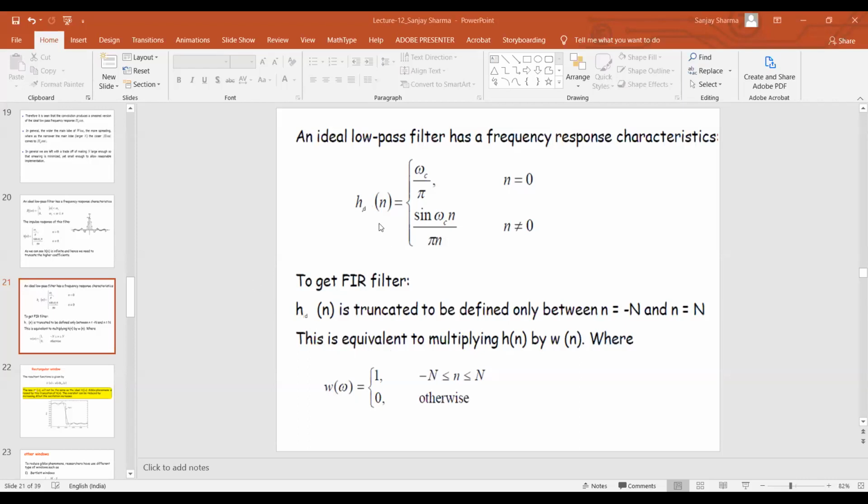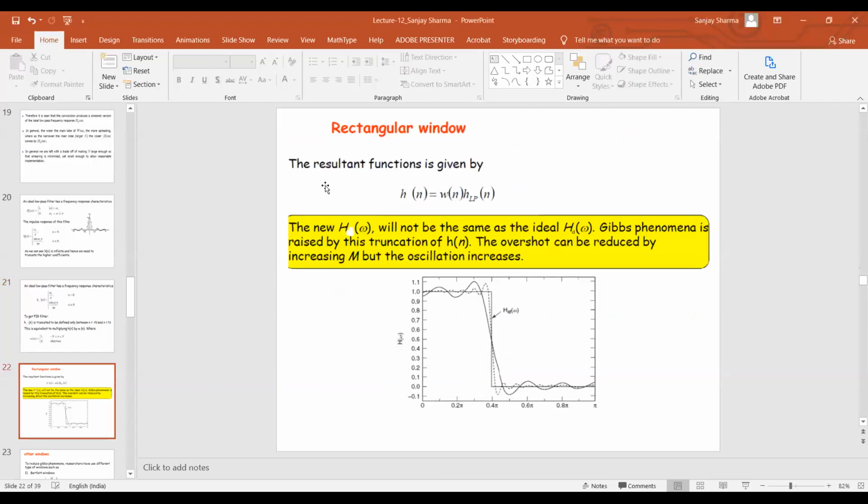But anyway, so this is my impulse response of the IIR filter. This is my window function. So I have to multiply HDN with W. What I do is I multiply the low pass filter, the IIR, infinite impulse response, low pass filter with the window function. And I get the FIR filter response, which is HN.